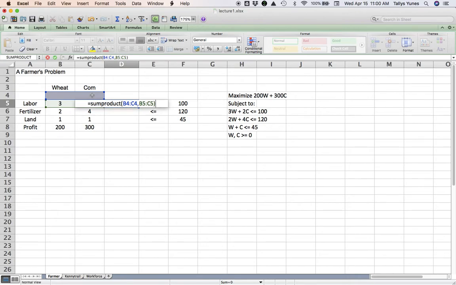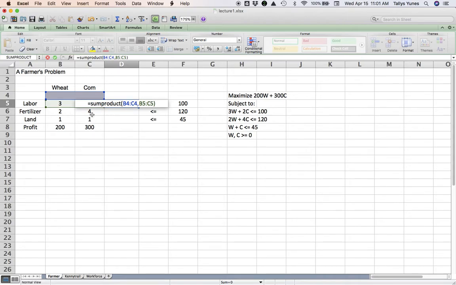Now, notice the formula right below follows a similar pattern in the sense that it is going to be a number times wheat plus another number times corn. Instead of being 3 and 2, the numbers will be 2 and 4. So I could, in the cell below here, D6, write another SUMPRODUCT using the same B4, C4, because these are my variables, but instead of doing B5, C5, I would do B6, C6.